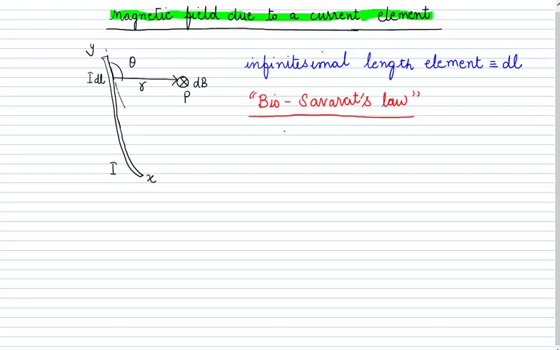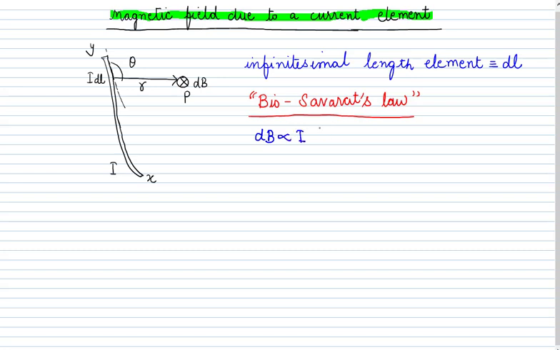This Biot-Savart's law is a very important law for the calculation of magnetic field. So let us study what this law is. This Biot-Savart's law gives a relation between the current and the magnetic field which is produced due to the presence of current. The magnetic field which is produced due to the current is directly proportional to the current.